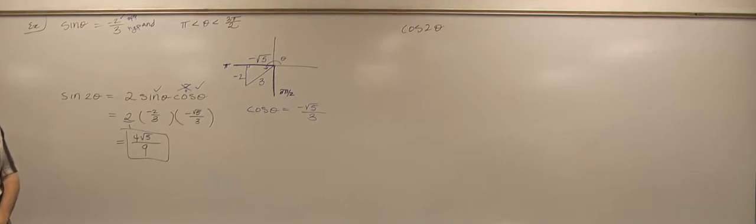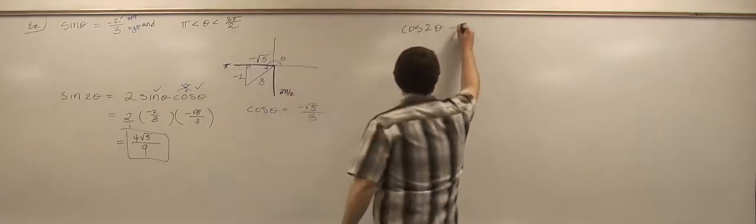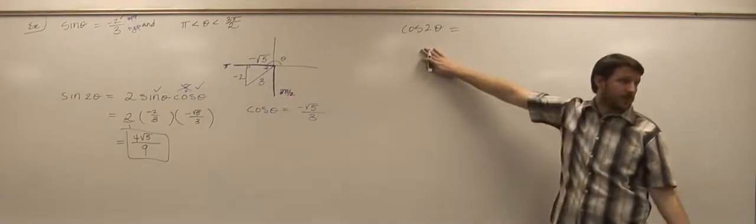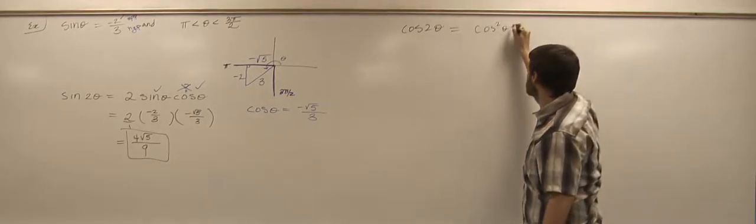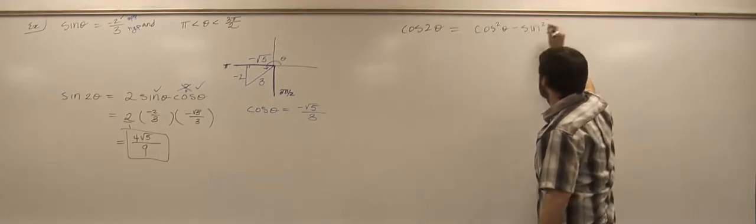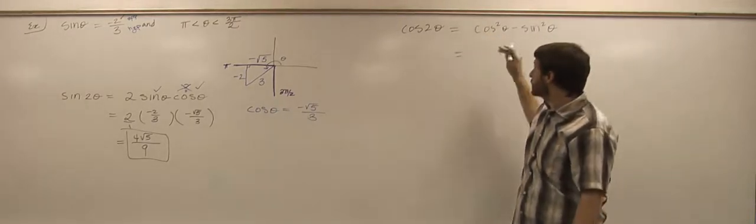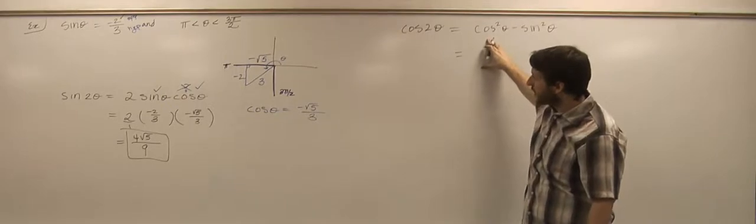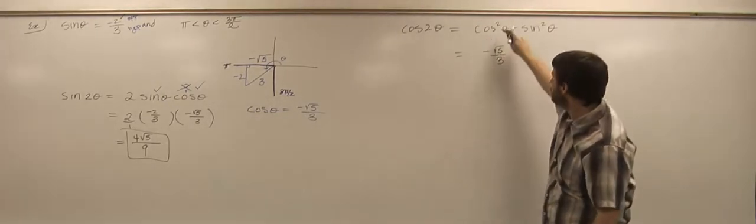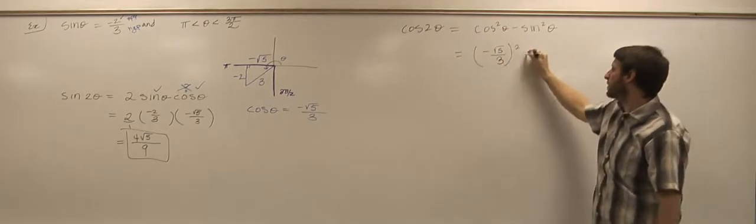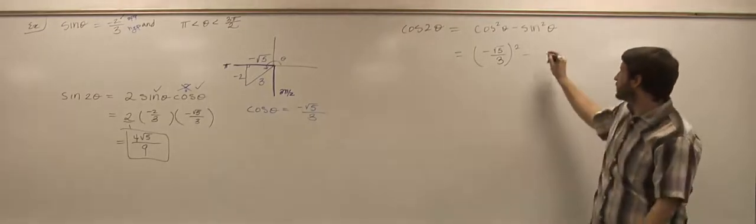How do I find cosine of 2 theta? Right, start with the formula first. The only thing you know about this is the formula. So you write cos squared theta minus sine squared theta. And then plug in what you know to the formula. Cosine, I figured out, was negative root 5 over 3. But the formula has a square, so I square it. Sine, I was given.